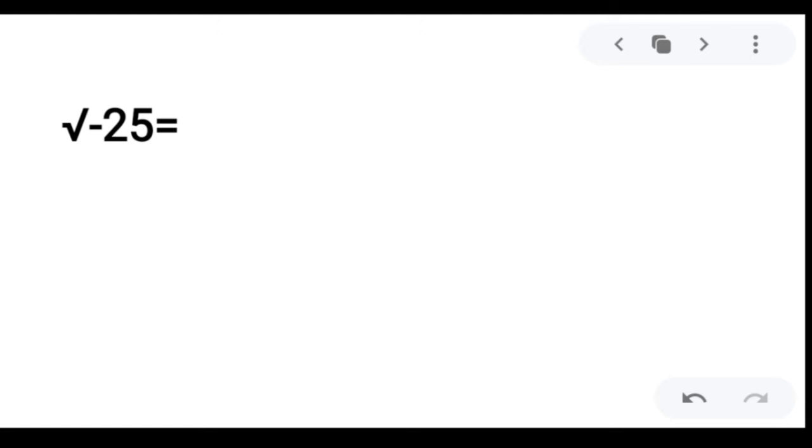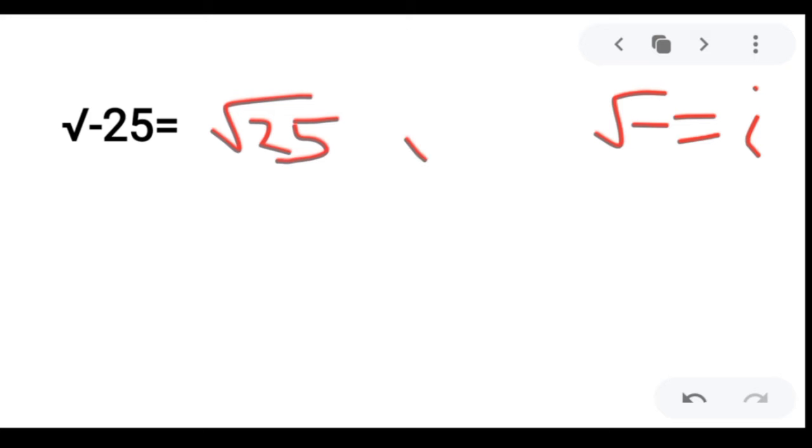Ito naman guys sa ating given dito guys, merong square root of negative 25. Bago natin punta ng given na to guys, i-share ko sa inyo na ang square root of negative ay equivalent to i. So ano natin gagawin is ihiwalay natin yung perfect square, square root of 25, at ihiwalay din natin yung square root of negative.